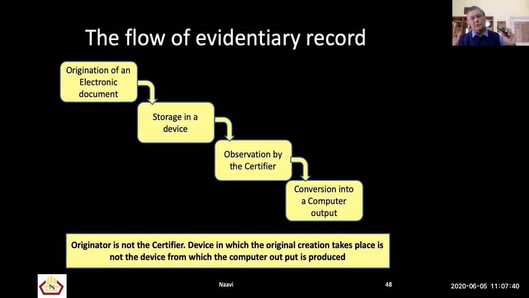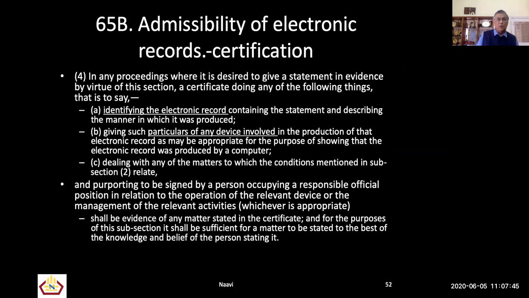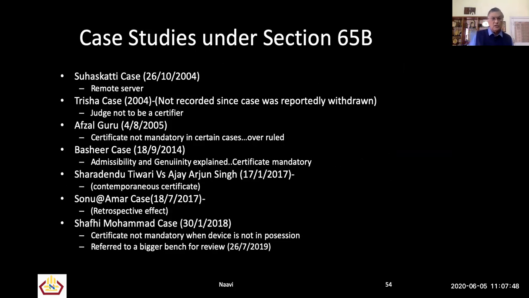I have come across many court judgments, one of which, a very important judgment called the Shafi Muhammad judgment, contradicted the earlier judgment of the Bashir case. The Bashir case in the Supreme Court specifically said that the Section 65B certificate is mandatory. Admissibility is different from genuinity. At the time of admissibility, the Section 65B certificate is the only criterion we have to look at. Genuinity can be questioned subsequently. So this settled the case.